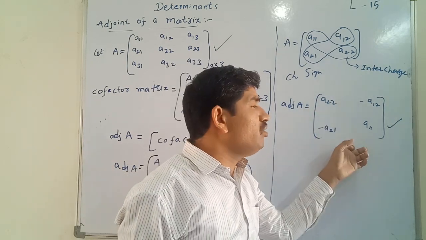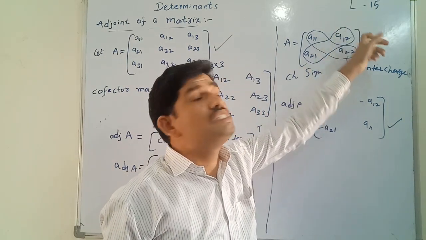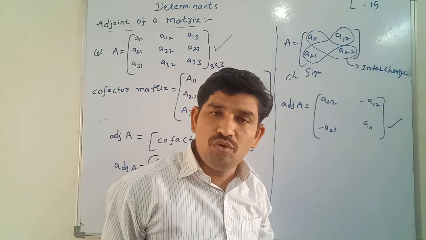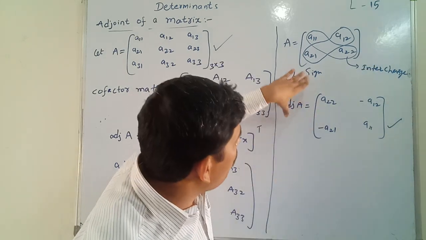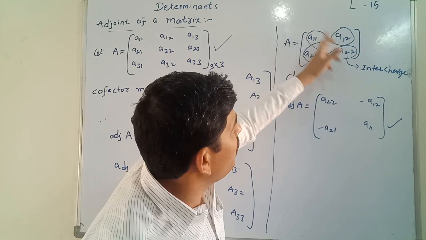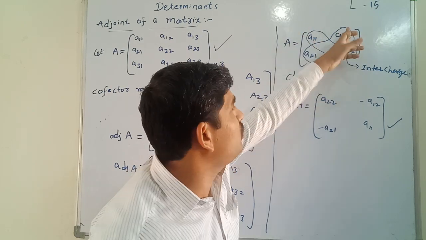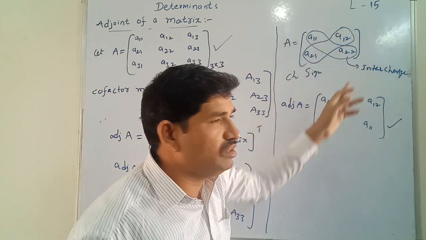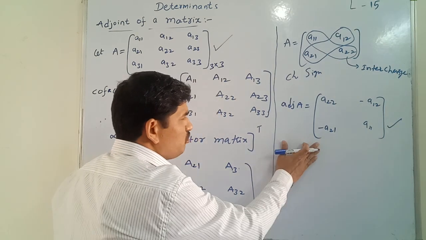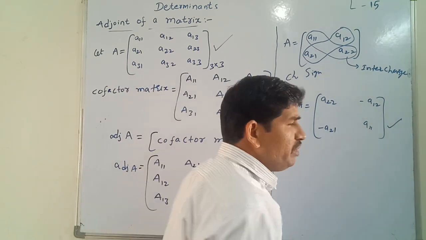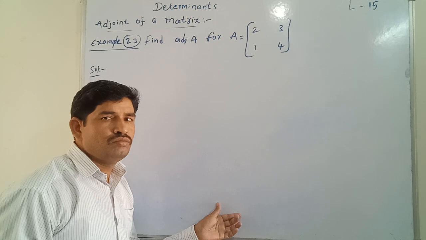For whom are we finding the adjoint? Suppose the matrix whose order is 2 by 2, then we can find the adjoint A like this. Now we are interchanging these two elements. After that we are changing the sign of these. This is nothing but a 2 by 2 matrix.